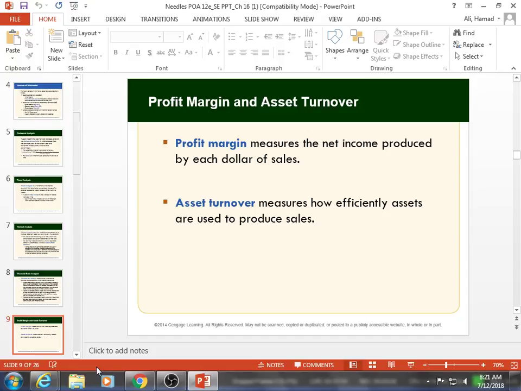Okay, now let's go back to our analysis and get your company financial statements out. And let's do long-term solvency.